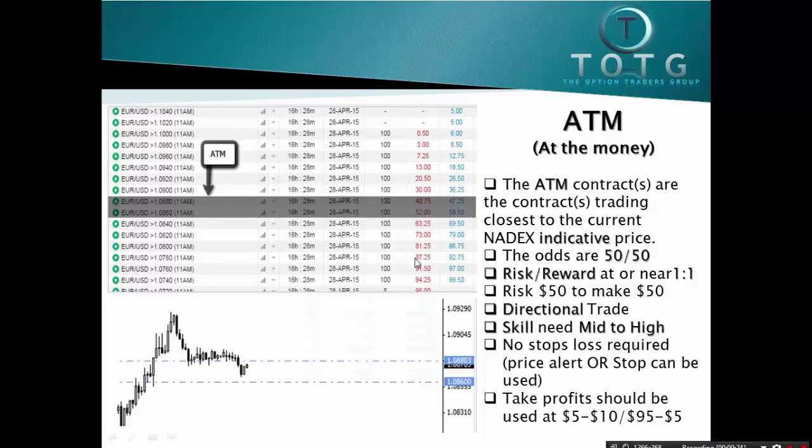So if it does go in your direction after you bought this strike, it's smart to take profit on these things. Now, it's going to hurt your 1-to-1 a little bit, but you're taking a profit. So if you are selling, say we sold that strike, your take profit would be $5 or $10. Sell for 50, buy back at 5 or 10.